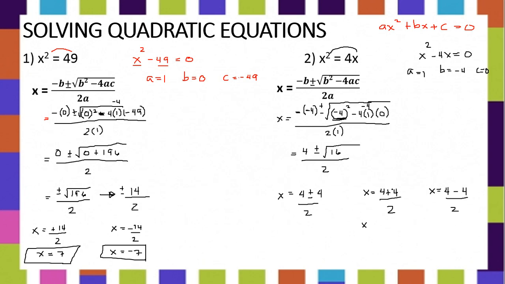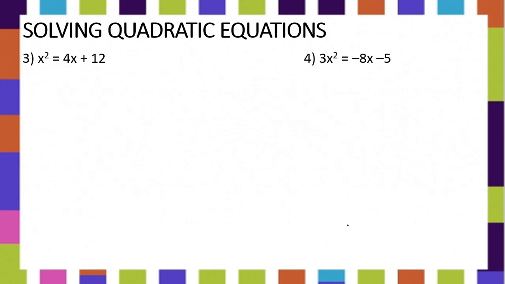So, x is equal to 4 plus 4 is 8. 8 divided by 2 is 4. Nakuha na natin yung isa. Yung isa naman, 4 minus 4 is 0. 0 divided by 2 is 0. Yan na, nasolve na natin using quadratic equation. Nakuha natin yung value ng roots natin.